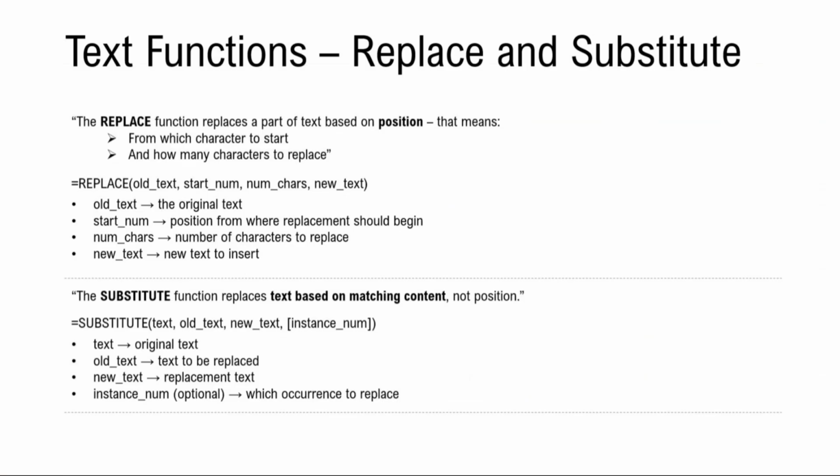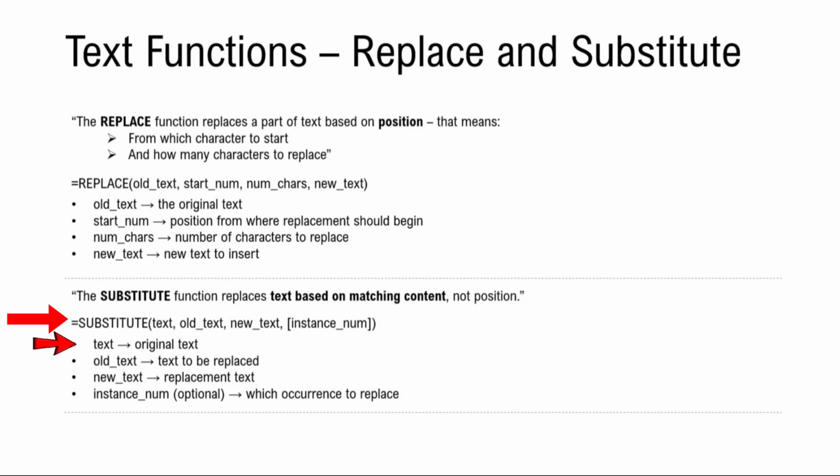The substitute function replaces the text based on the value and not the position. So this is the opposite of the replace function where we replace the text based on the position and not the value. Here Excel searches for a specific word or character and replaces it with the given word. Let's understand the syntax for the substitute function. The substitute function requires four inputs.